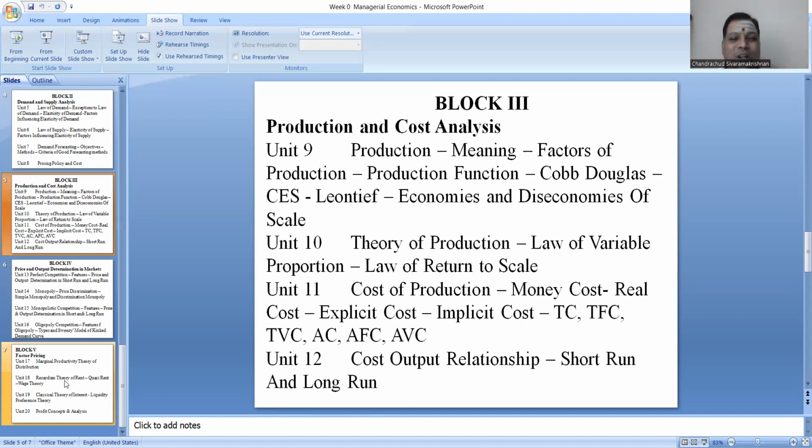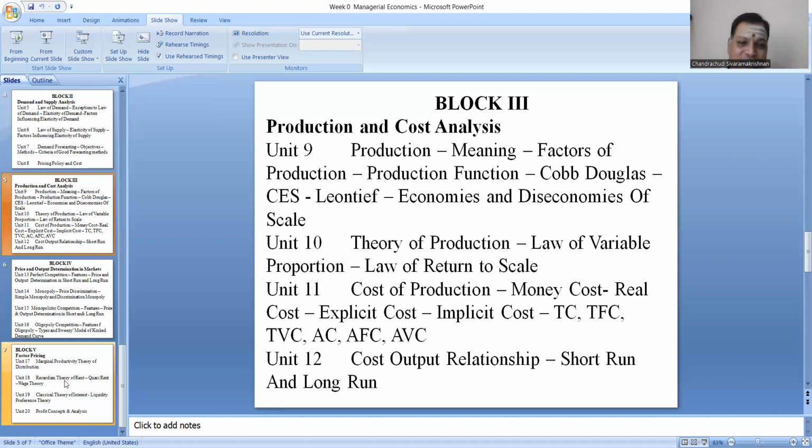For that, we should know the different types of costs. Before that, we should know the difference between money cost and real cost. Apart from these, what is total cost, total fixed cost, total variable cost, and the different average costs: average fixed cost, average variable cost, and marginal cost. These are all the costs to be discussed under Unit 11.